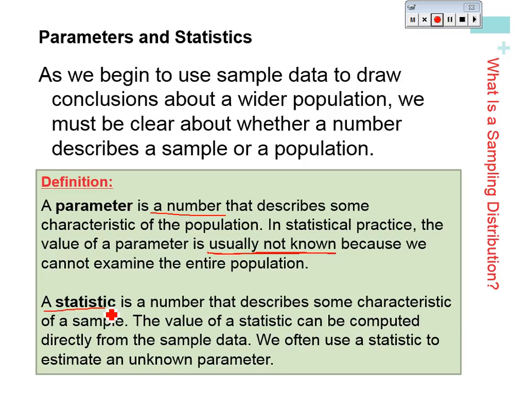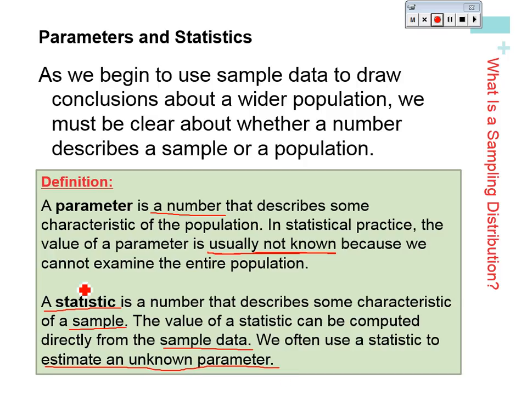A statistic, however, is a number that describes some characteristic of the sample. The value of a statistic can be computed directly from the sample data. So that was the value that you got when your group created the formula for the German tank problem. The statistic that you got was the value that you computed from the formula that you created. And we often use a statistic to estimate an unknown parameter.